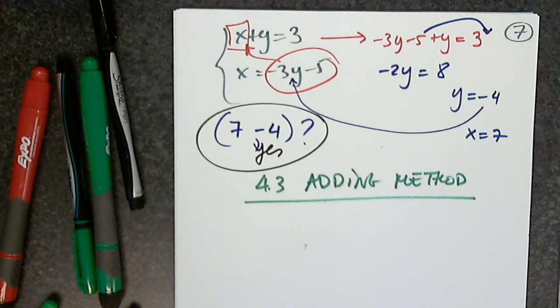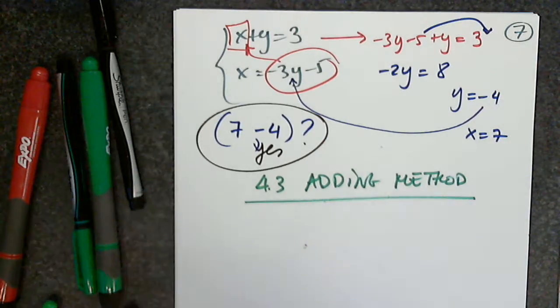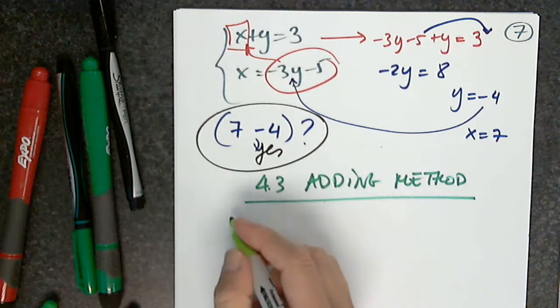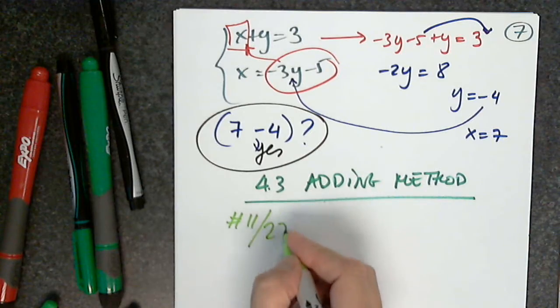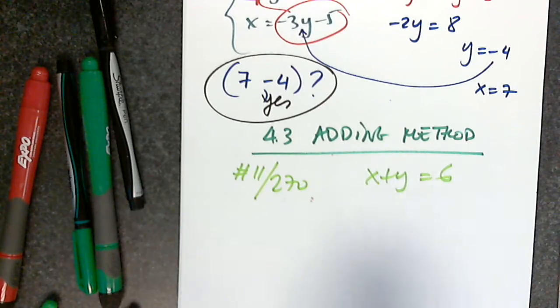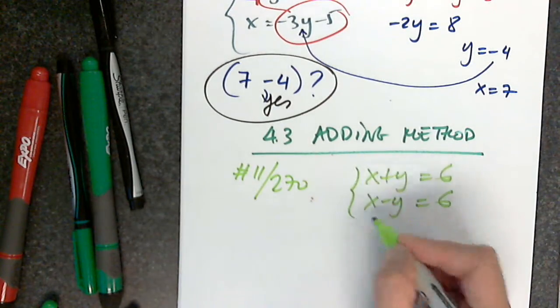So I may add a quantity to this side of the equation and a quantity to this side of the equation. They must be the same, but they may not look the same. Okay? So that's the concept behind the adding method. So let me choose a problem. On page 270, let's say a simple, the simplest, yes, 11. 11 on page 270. So I have x plus y equals 6, and x minus y equals 6. Okay.